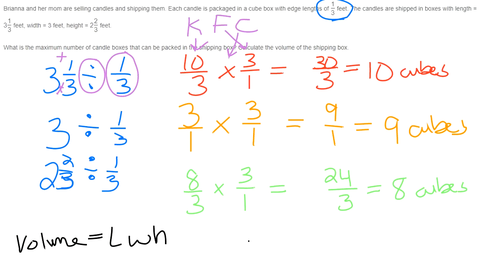So remember, volume equals length times width times height. We have 3 1/3 times 3 times 2 and 2/3. Oh, sorry, guys. I totally skipped that other step. Maya, thank you for reminding me. We need to find how many cubes.